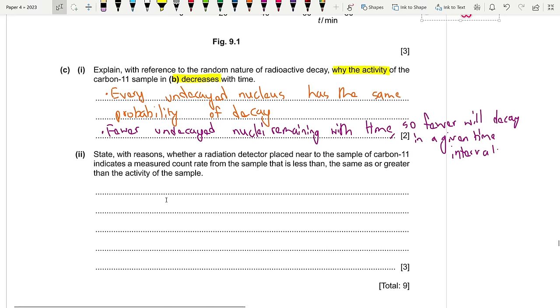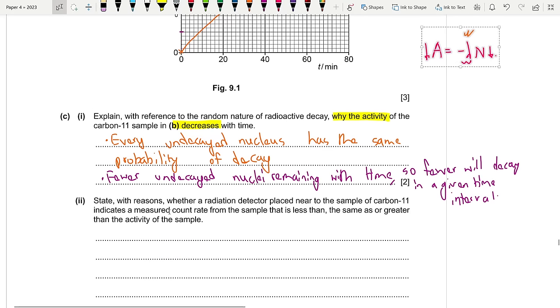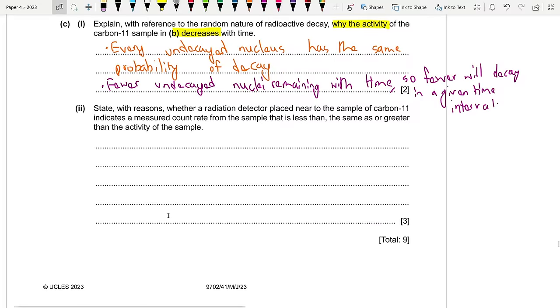State with reasons whether a radiation detector placed near to the sample of carbon-11 indicates a measured count rate from the sample that is less than, the same as, or greater than the activity of the sample. Okay. So firstly, there is always background radiation present.